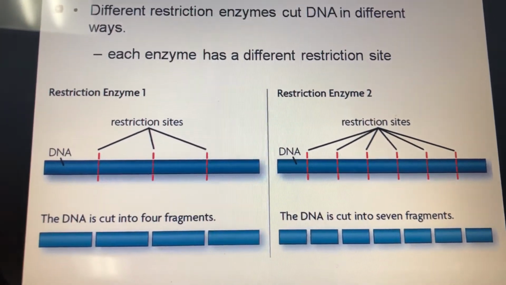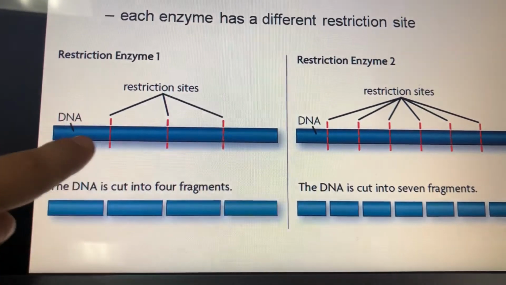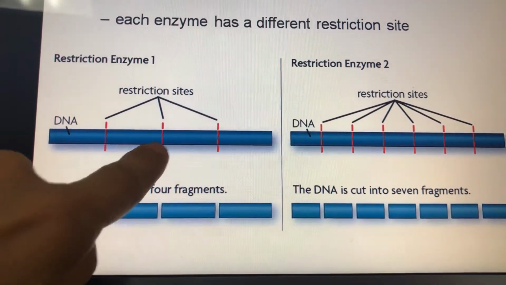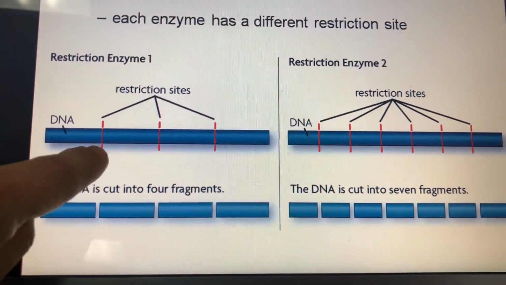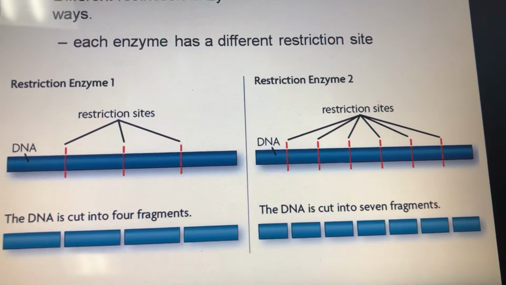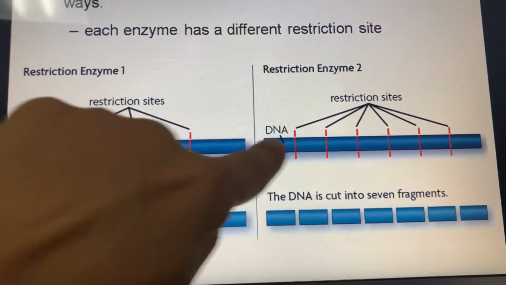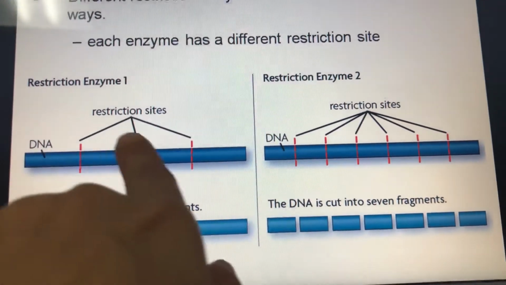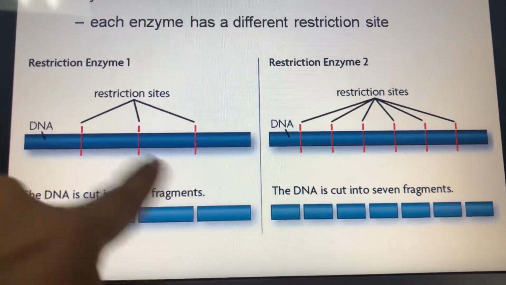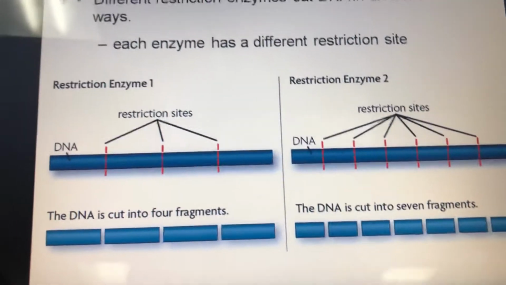As you see here, restriction enzyme 1 can recognize these restriction sites, which are specific nucleotide sequences, and cut the DNA strand through them, whereas the other type of enzyme can recognize different restriction sites. Here the fragments of DNA are fewer: we have 4 fragments as a result of the cutting, and here we have 7 fragments.